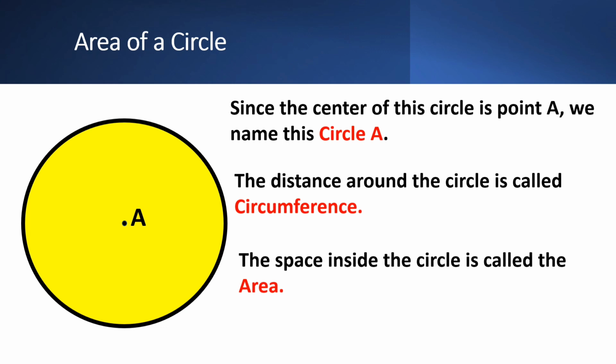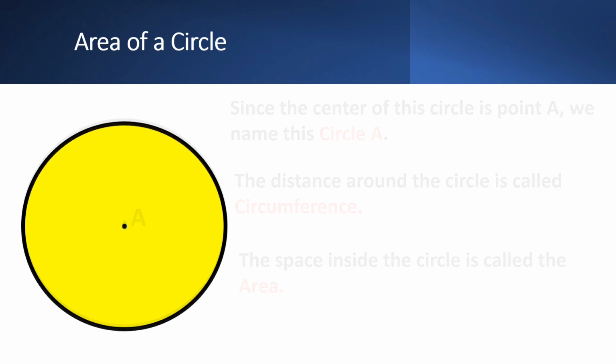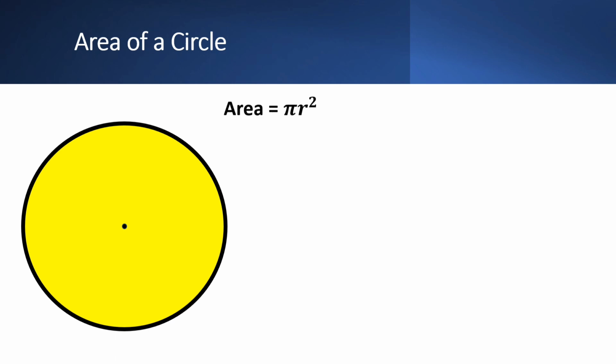So nandito na tayo sa pinakamahalagang bahagi ng ating lesson para sa linggong ito. Solving for the area of a circle. So paano ba tayo mag-solve ng area? Simple lang. Meron tayong sinusunod na formula. And that formula is area is equals to pi r squared.